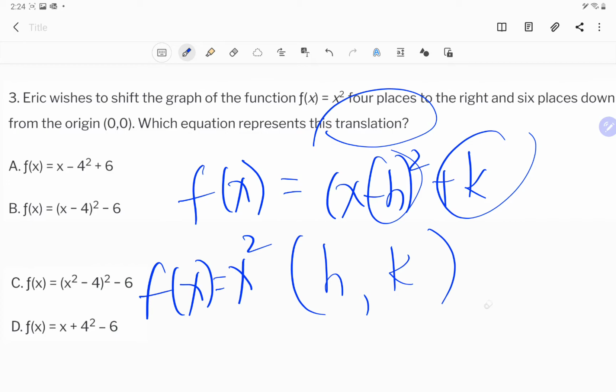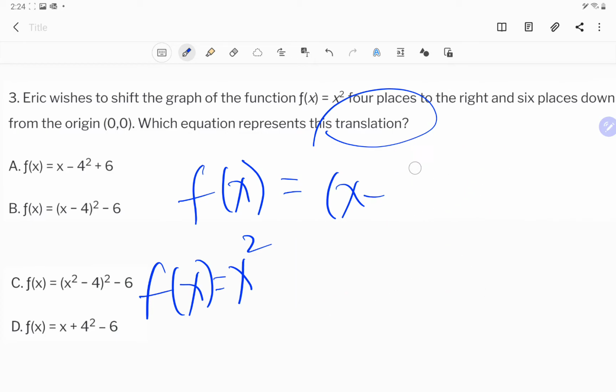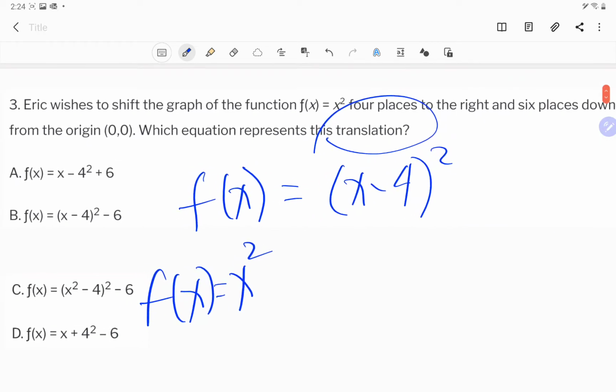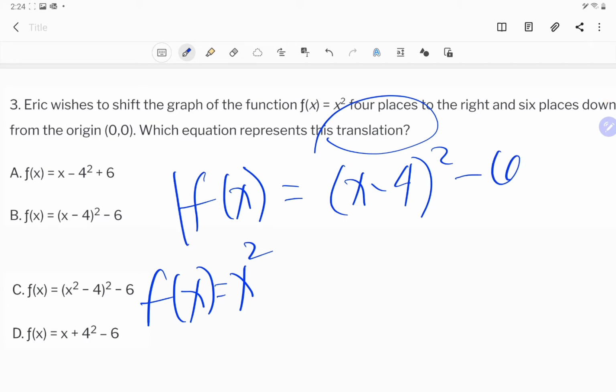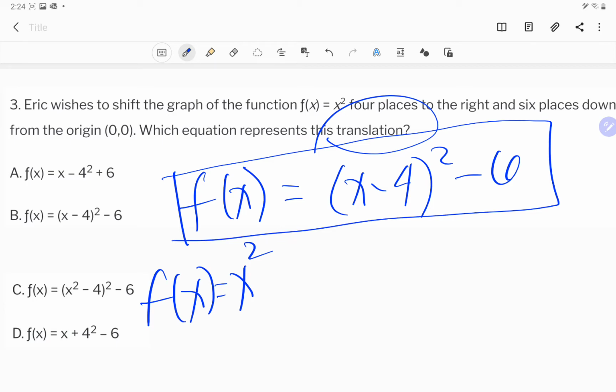That means it says here 4 places to the right. So that means your parent function will become 4 places to the right. So that will become your h, and since it is going to the right, it will become negative. So that is (x minus 4) squared, and 6 places down from the origin. So 6 places down, that means minus 6. So this is your final answer. That is letter B.